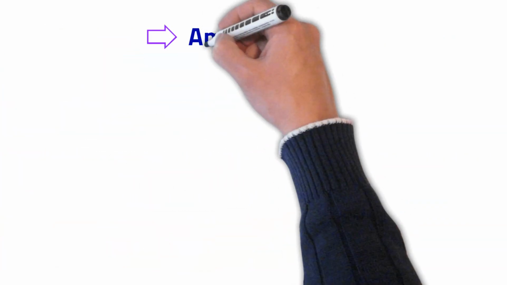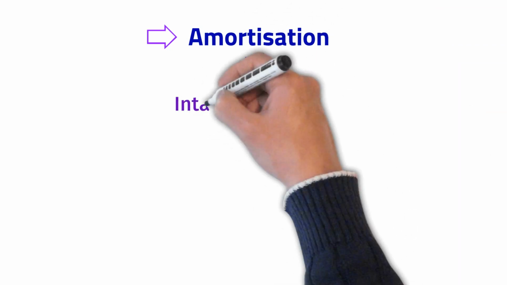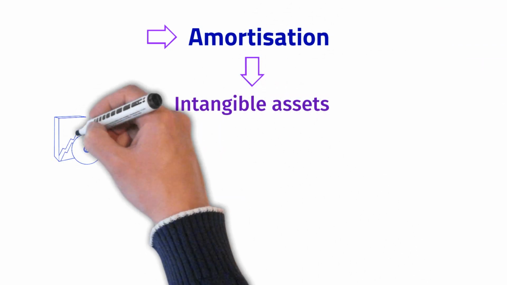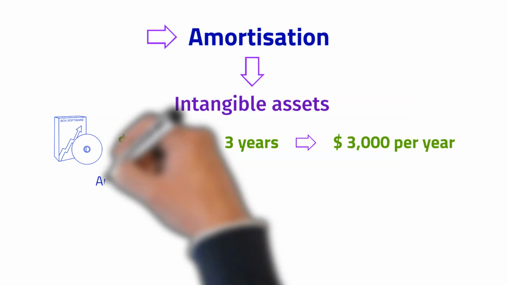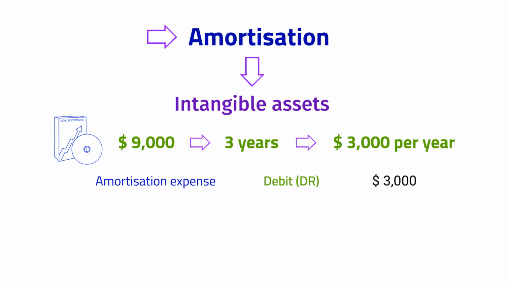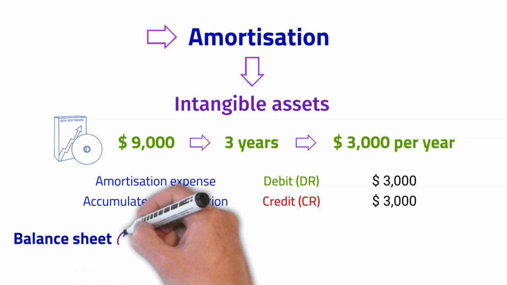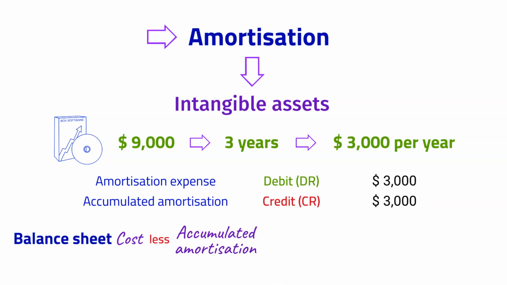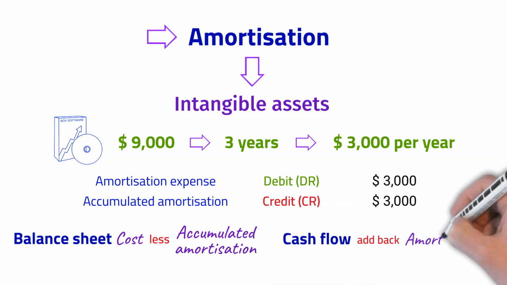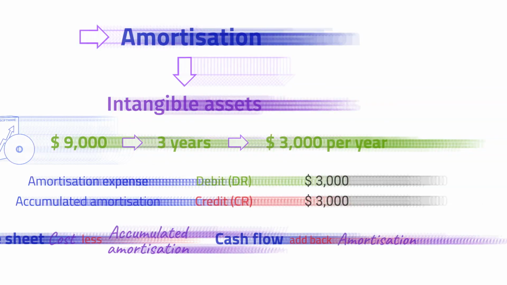What about amortization? For a software license that lasts 3 years and costs $9,000, straight-line amortization is 9,000 divided by 3 equals 3,000 per year. Journal entry each year is the same as for the truck and depreciation. Debit amortization expense 3,000, credit accumulated amortization 3,000. T accounts would look the same too. Balance sheet will show the intangible asset at cost minus accumulated amortization. In cash flow, amortization will also be added back in operating cash flow as it is non-cash.